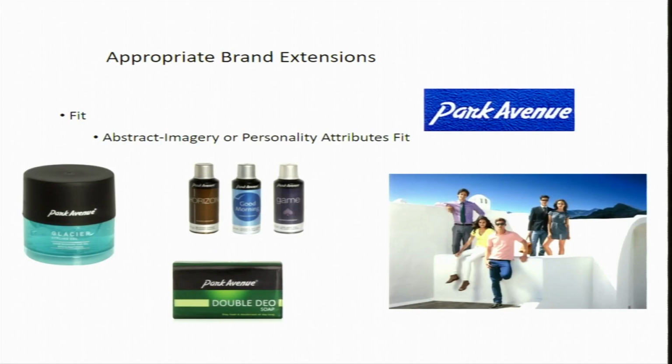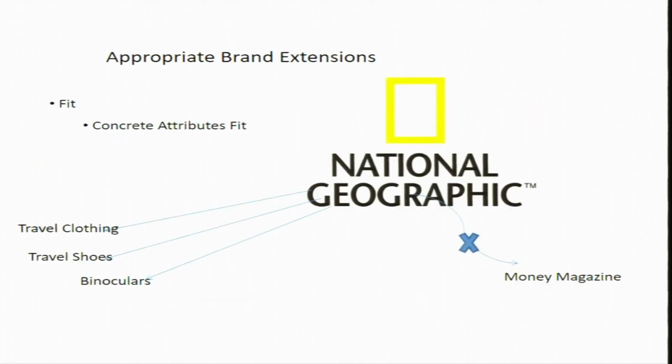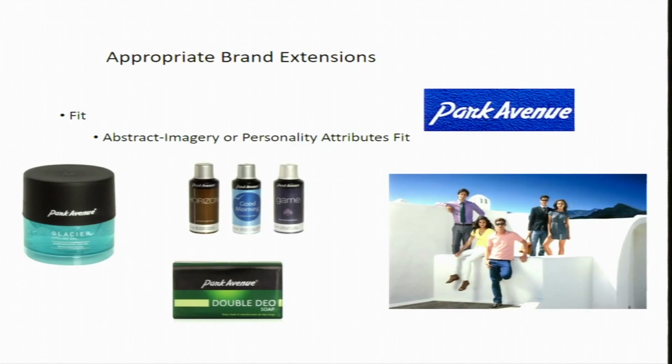Let us move forward. Again, the same concept, same way to evaluate, but here instead of concrete attributes fit, we are looking at abstract imagery or personality attributes fit. So, suppose the brand is Park Avenue, and all of us know that Park Avenue is known for formal wear. Now, if formal wear brand Park Avenue wants to extend itself, what all product categories can it extend itself into?